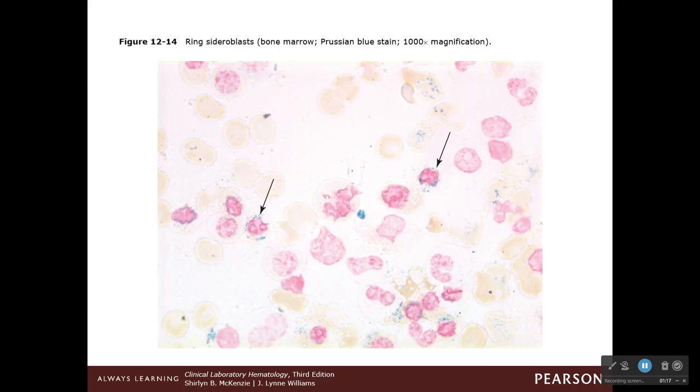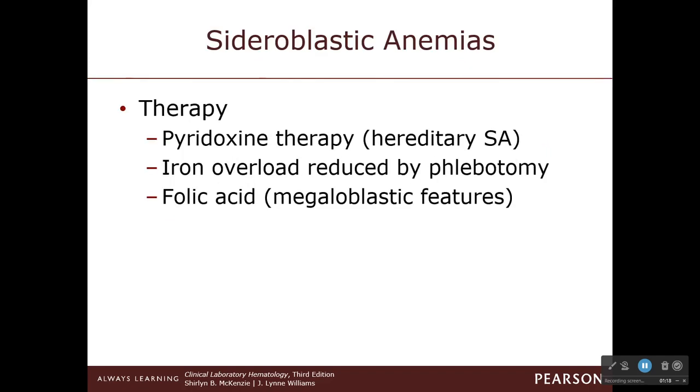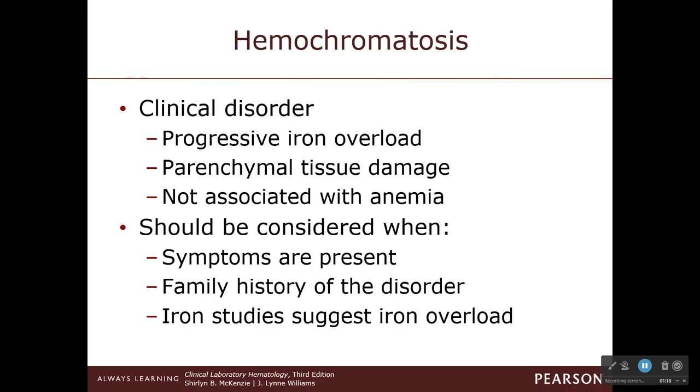Okay, just kind of read through this and you can see what we're talking about. Those are ring sideroblasts, what I was talking about earlier. They are around the nucleus, but because the cytoplasm and nucleus are so close to each other, it looks like it's around the cytoplasm also. Okay, all right. Trying to get to therapy: pyridoxine therapy, iron overload reduced by phlebotomy, and then folic acid levels also for megaloblastic features, okay?